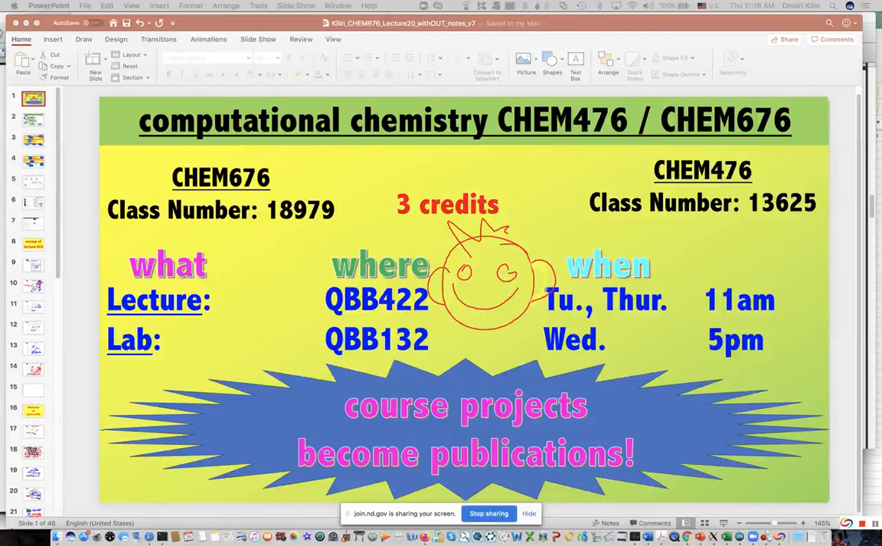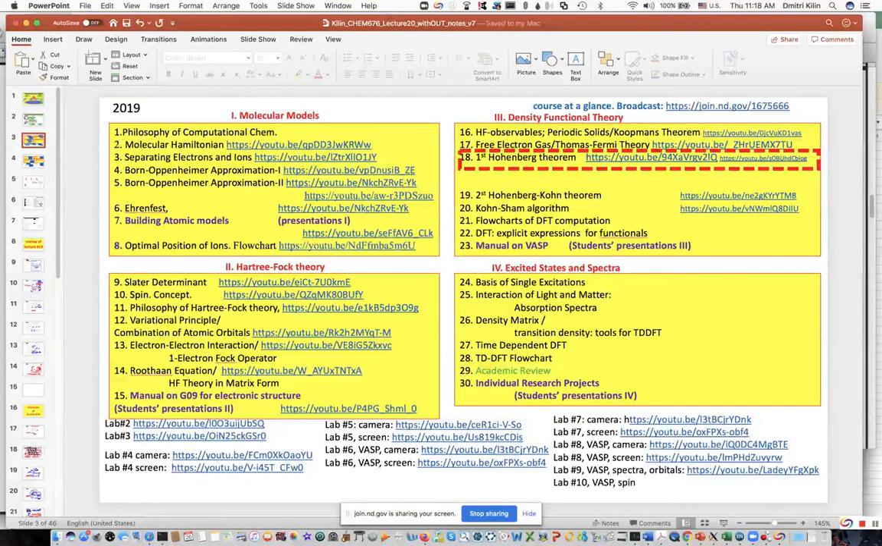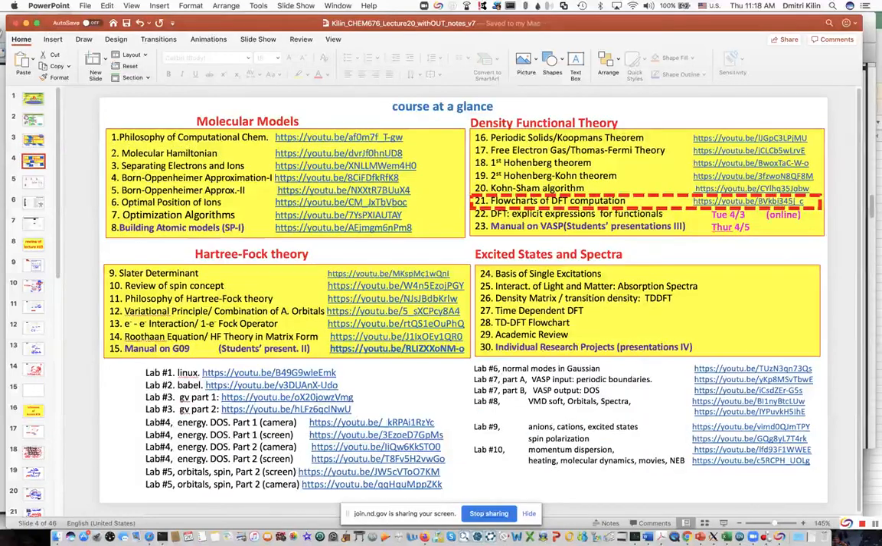So we are in the, oh no, we are past the Hohenberg-Kohn theorems. We are in between 20 and 21. We are looking at the Kohn-Sham algorithm and flow chart of DFT computation. And you have the slides, and you see here are the links for the lectures from previous years. So if you think your instructor is not performing well this year, you can look at previous years and get some backup.